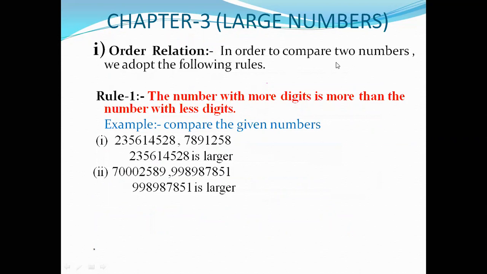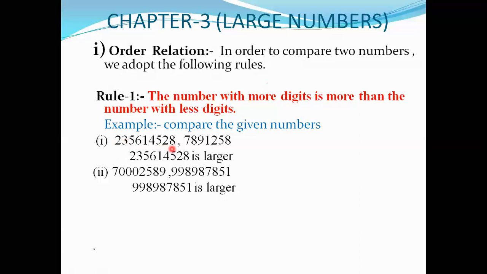In order to compare two numbers, we adopt the following rules. Rule 1: the number with more digits is more than the number with fewer digits. If we compare any two numbers, to find which number is greater and which is lesser, we will discuss rule 1. Here are examples. We will try to understand from these examples.